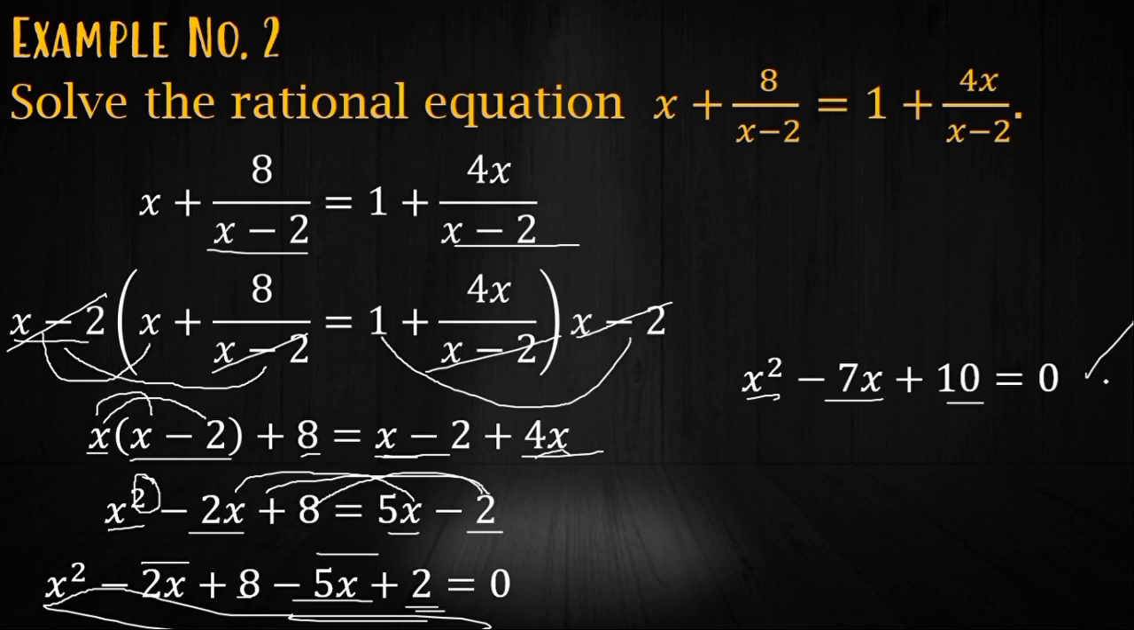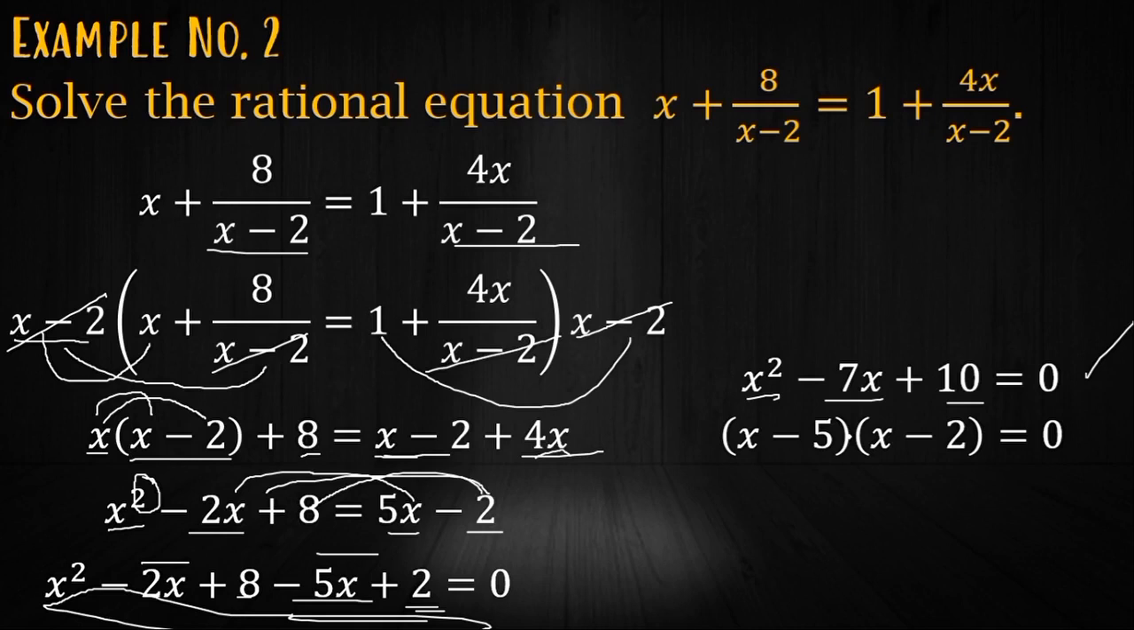Again, you can solve this by using factoring or quadratic formula. The equation again can be factored out. If you do not know how to factor, you can always use the quadratic formula. And the factored form is the quantity x minus 5 times the quantity x minus 2 equals 0.